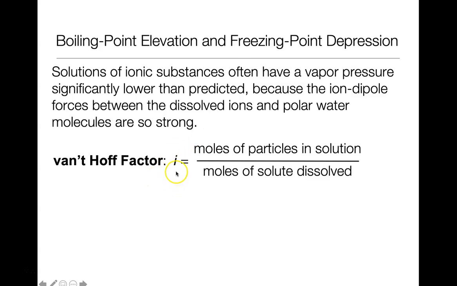The Van't Hoff factor is represented by the letter i, usually given as an italic i, and it's the moles of particles in solution divided by the moles of solute dissolved. It's a little bit abstract. It's way easier to see as a chemical equation. The Van't Hoff factor of sodium chloride is roughly 2. The theoretical maximum is 2. Why? Let's take a look at this.